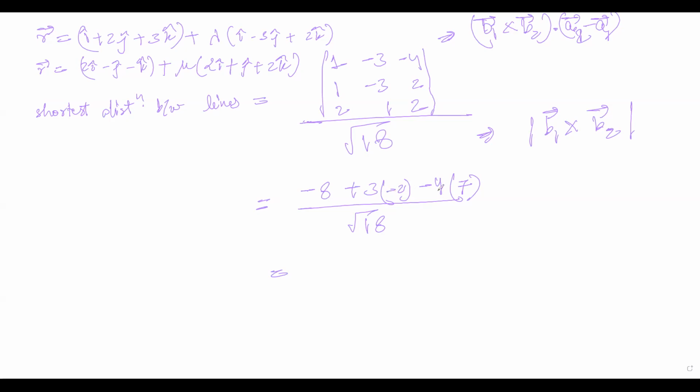minus 8 minus 6 minus 28. We will take them all, obviously. Minus 8 minus 6 minus 14 and minus 28 would be minus 42 divided by root 18. So 42 divided by root 18. And also write this root 18 as 3 root 2. Means we can write it as 14 by root 2, or rather 7 root 2. That would be the answer.